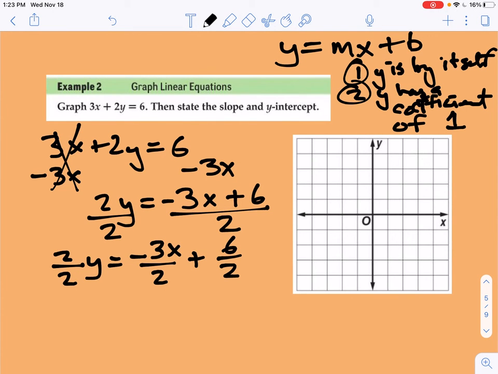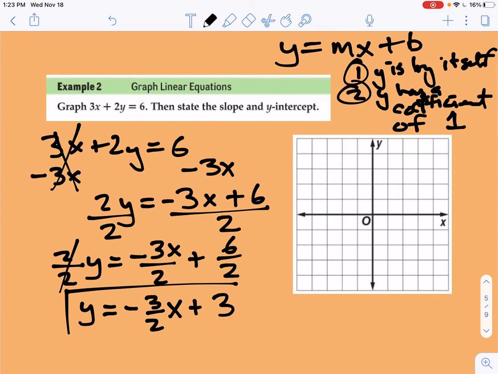All right, so now let's simplify it. 2 divided by 2 is 1. So that gives you y. And then we'll just leave this as negative 3/2 x. We'll put the x on the outside of that, because you can do that. It can either be in the numerator or kind of even with the fraction bar line. And then 6 divided by 2 is 3. So at this point, this is in slope intercept form.